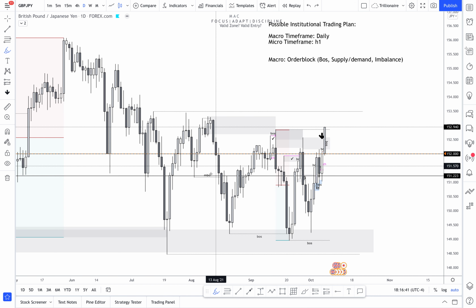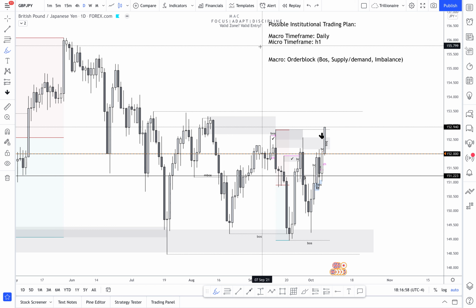So do we break structure? Absolutely. Did supply and demand come into the market? Absolutely. What's our next, did we create imbalance? Do we have imbalance here? Yes, we have imbalance here, we have imbalance here, we have imbalance here. So this here would be a fantastic example of an order block.